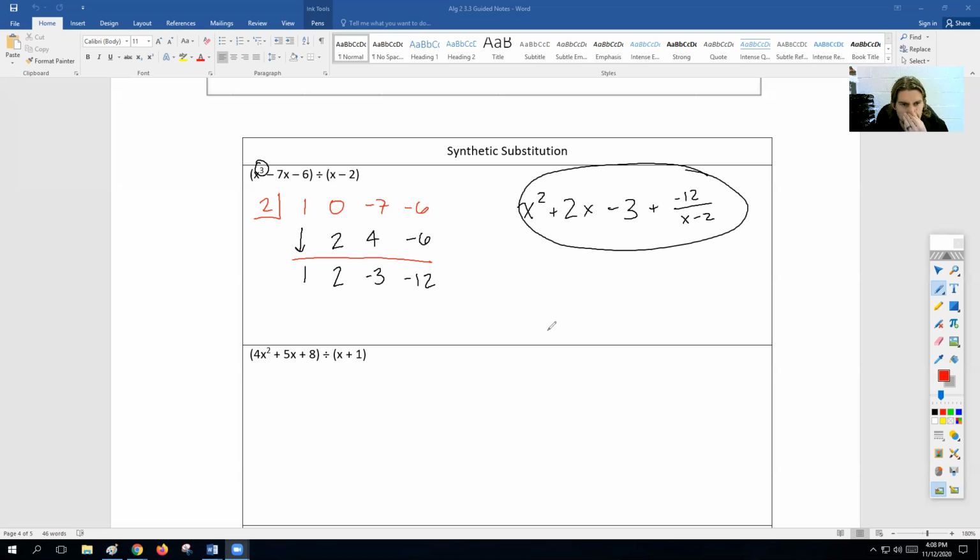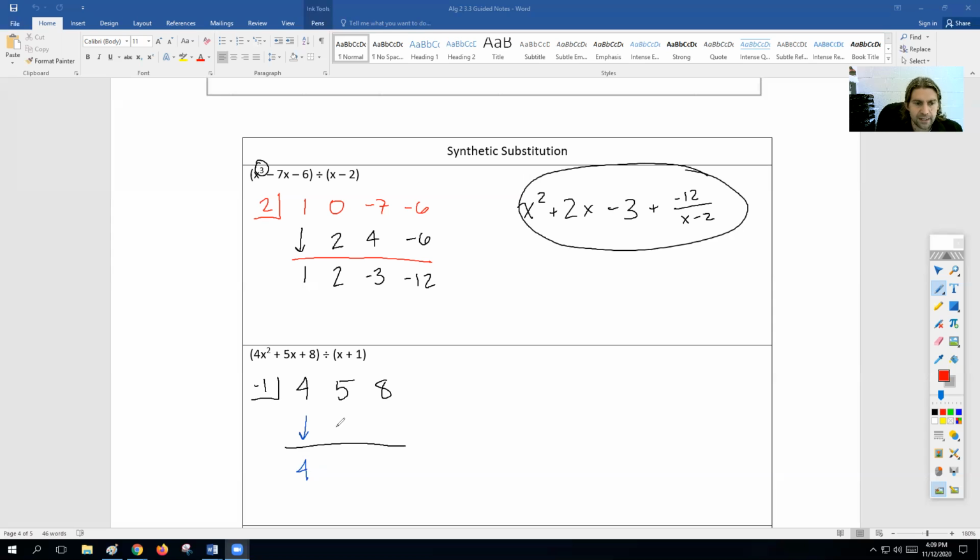There we go. All right, next problem here. What would make this equal to 0? That'd be a negative 1. That's the magic number that goes in our box. Our leading coefficient, we have 4x squared. Then we have 5 x's, and then we have an 8. So we leave it like so. No spaces needed here. We drop down the first number 4, and then we start multiplying and adding.